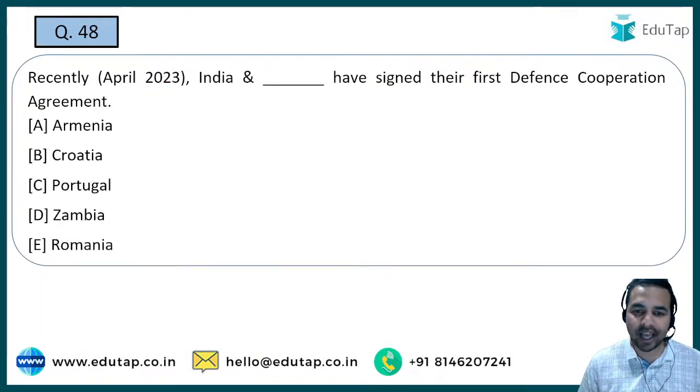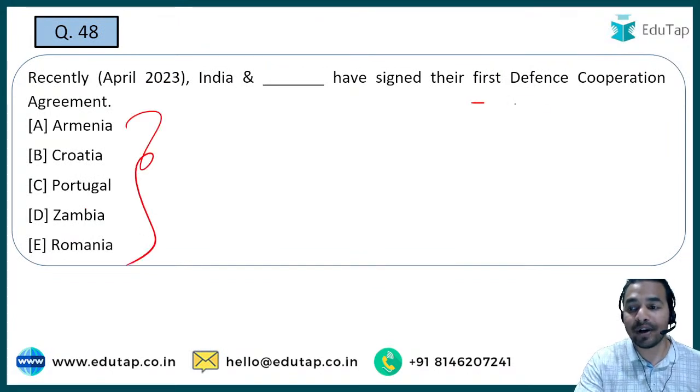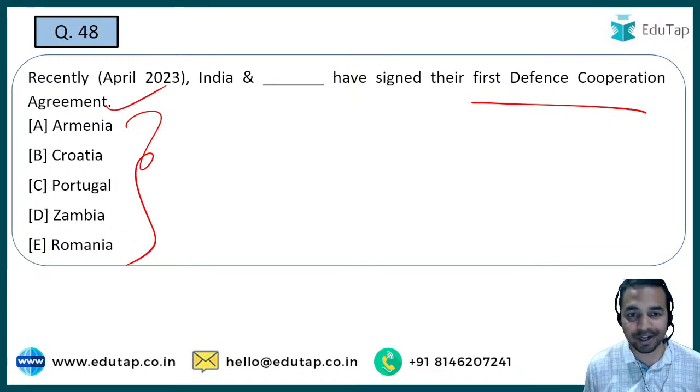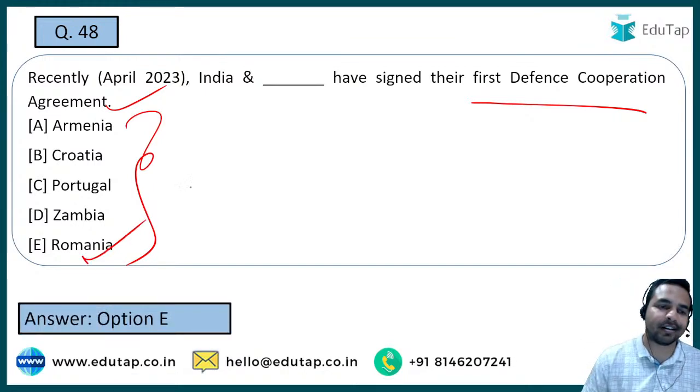Now the next question, and here you are required to identify the name of the country with which India has signed its first defence cooperation agreement. See guys, India's first defence cooperation agreement has been signed with which country? That is what is being asked, and the name of that country is Romania.